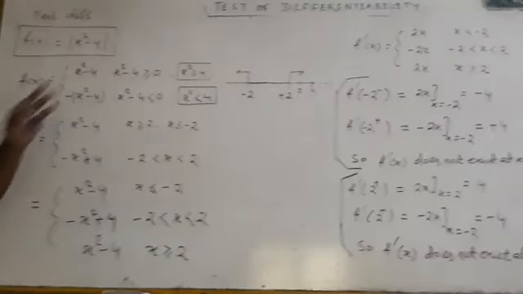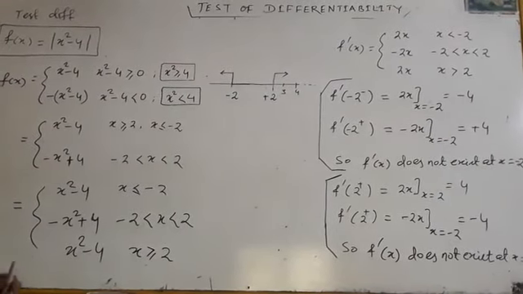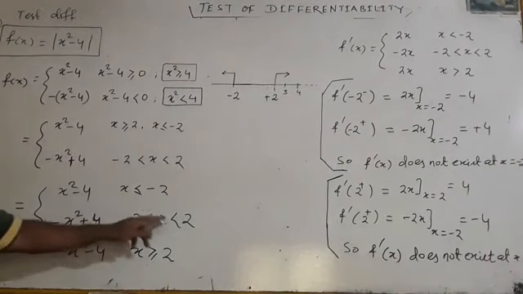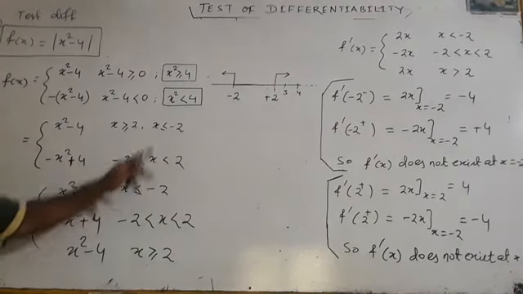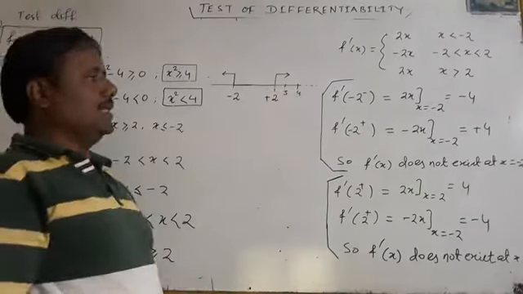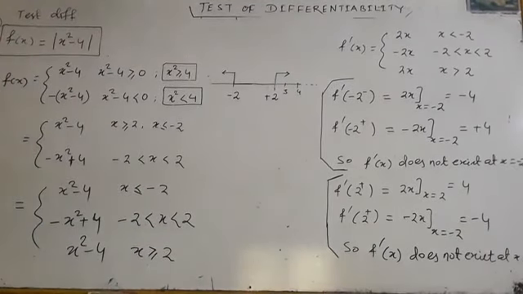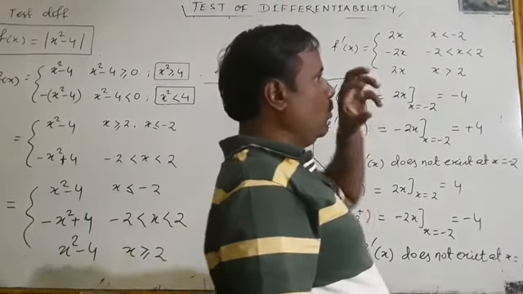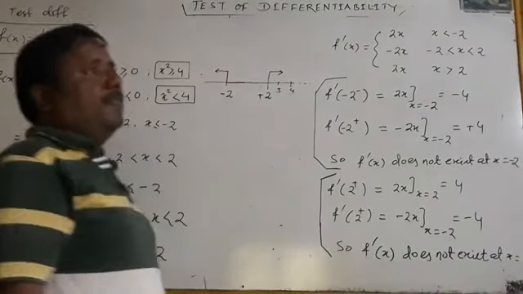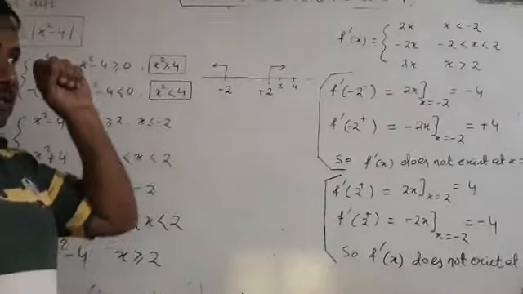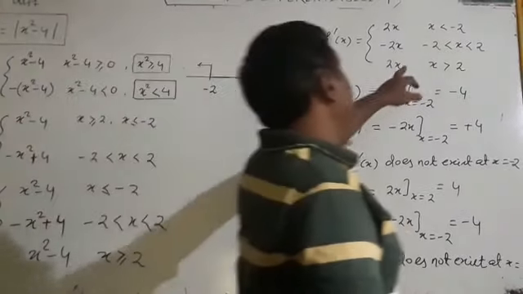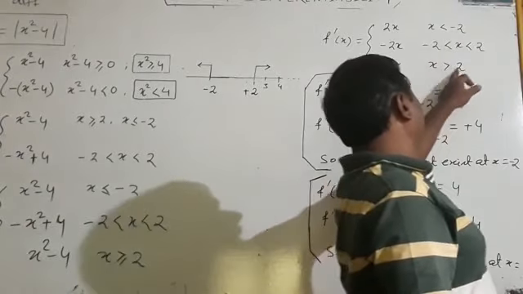Now I am taking the differentiation. f′(x) is 2x, then −2x, then 2x. You should not put the equal signs; that is the critical thing. Now, at which points do you have to test? You have to test at the junction points, that is −2 and +2.